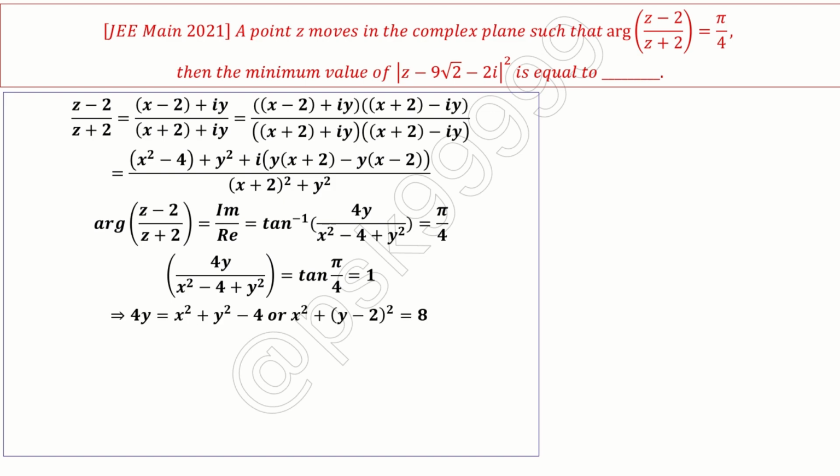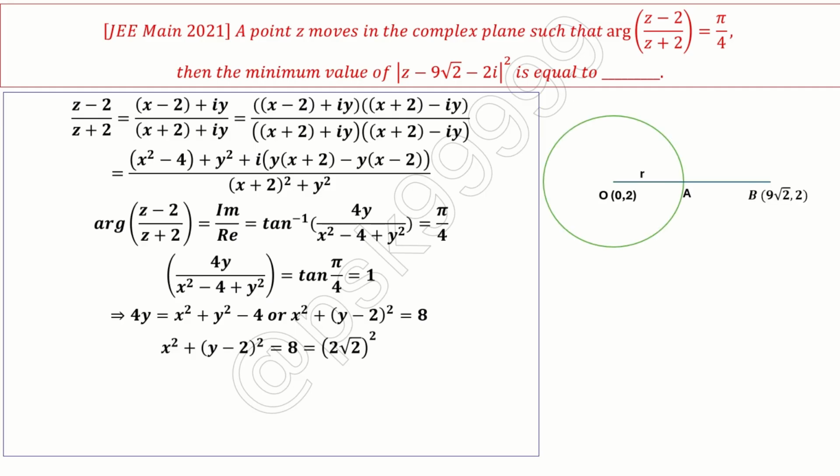Simplify it further, I will get x square plus y minus 2 whole square equal to 8, which I can write as 2 root 2 whole square. So this is the equation of a circle with center 0 comma 2, correct? With center 0 comma 2 and radius 2 root 2, right? So this is how it looks. Circle at center A, 0 comma 2, and r is equal to 2 root 2, that is OA.